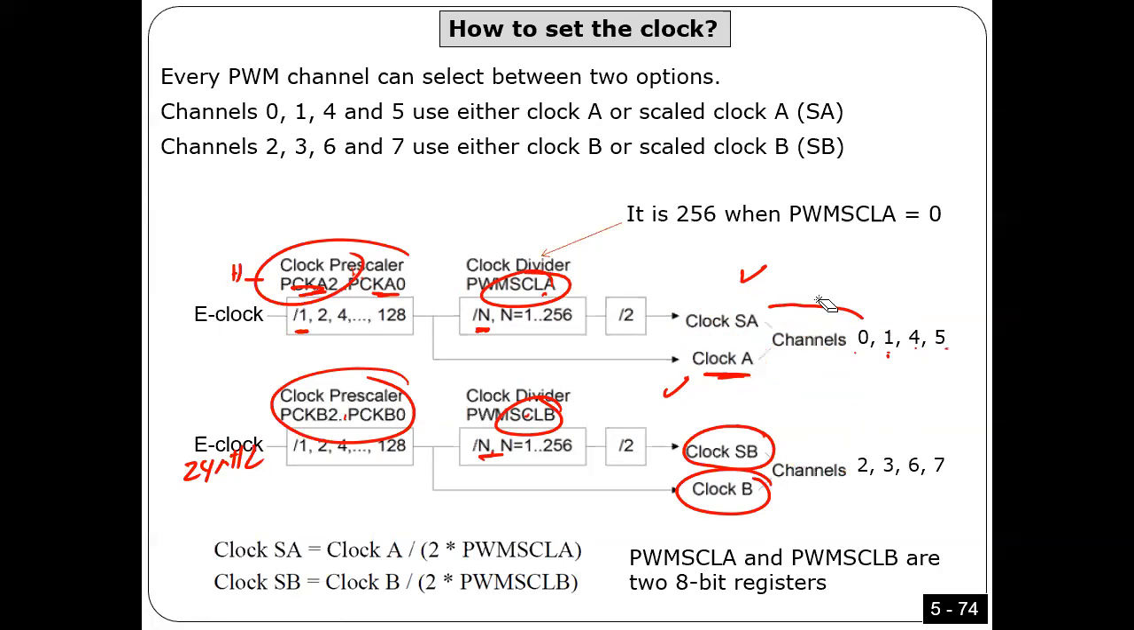Okay. Same thing here. So we have 2 options for every channel. For 2, 3, 6, 7, you can have one of these 2. Is that okay?